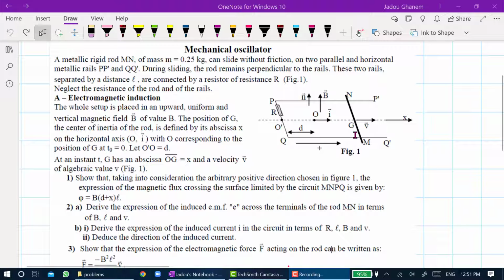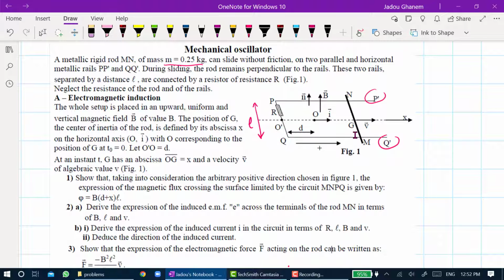So as you can see here on this figure, the parts P to P' and Q to Q' show the path of the motion of the rod MN along these two rails. And they said that the mass of this rod is 0.25 kilogram. The distance between these two rails is L, and they are connected across a resistor of resistance R. We neglected all the resistive forces of the rod and the rails.